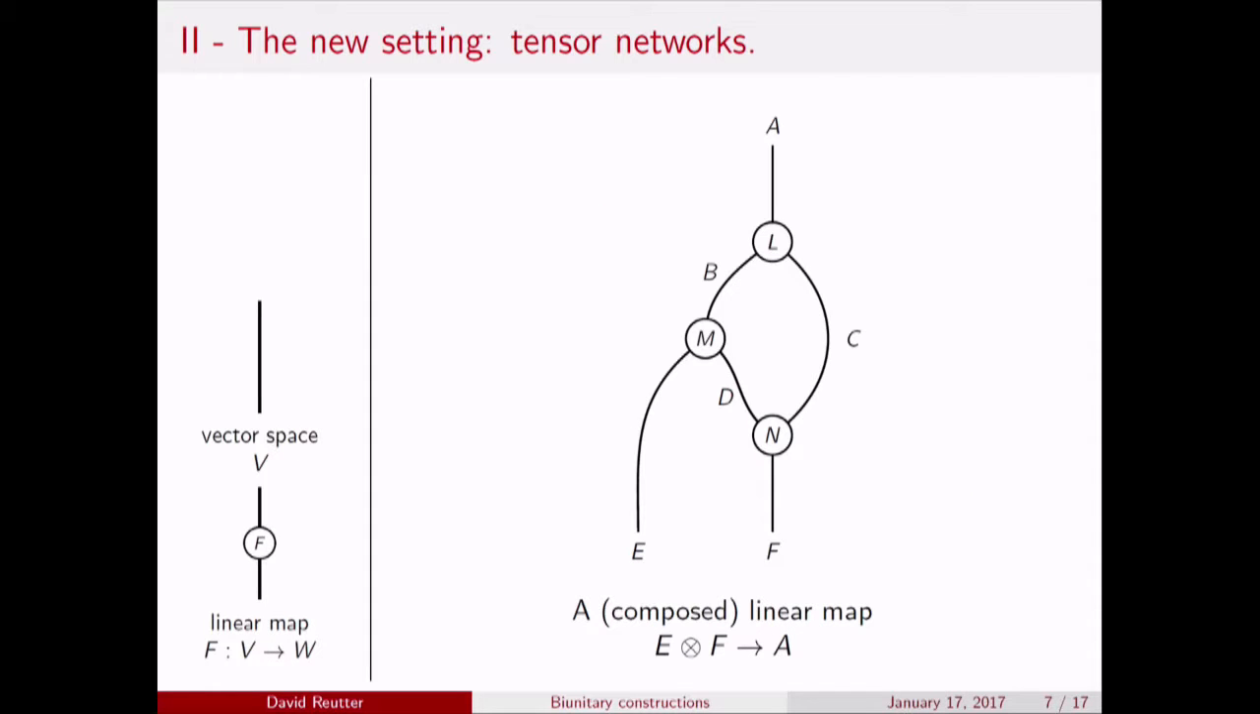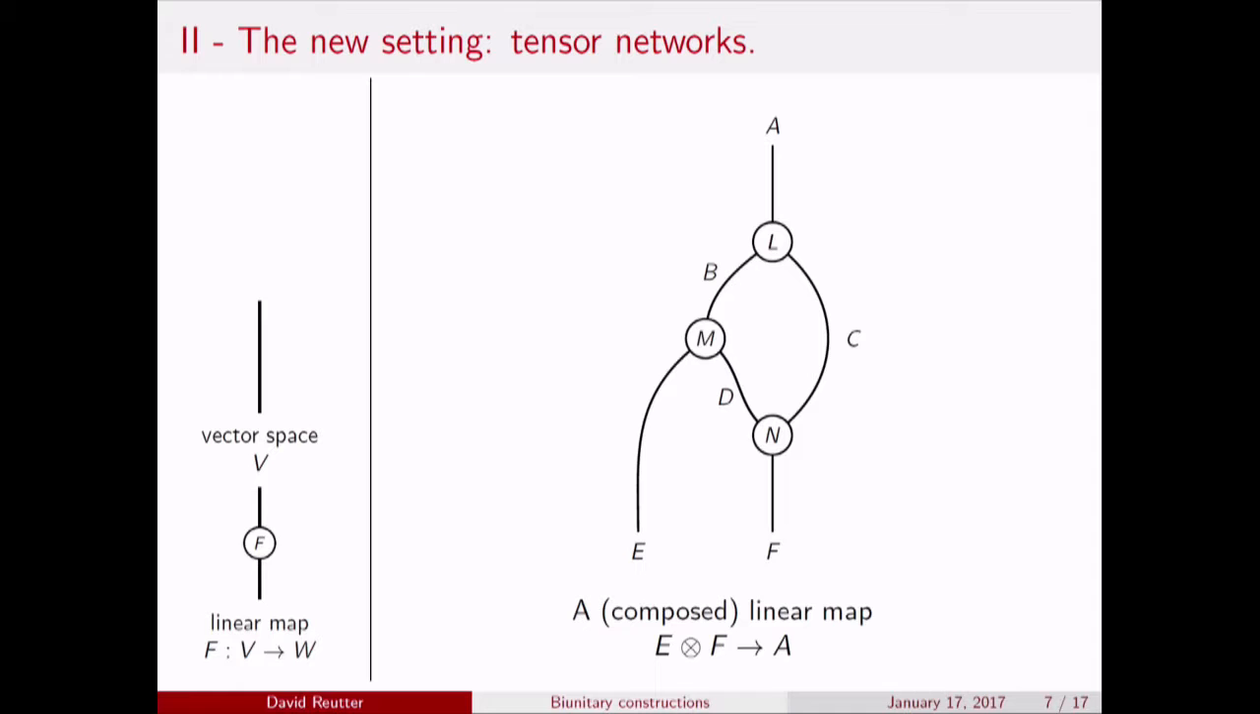And we can put these components together in a tensor network like the following. Such a tensor network, such a contraction of linear maps, just corresponds to a composed linear map. In this case, a composed linear map from the vector space E tensor F to A. And here on the left, I've written a little legend so that we can see what's actually going on.